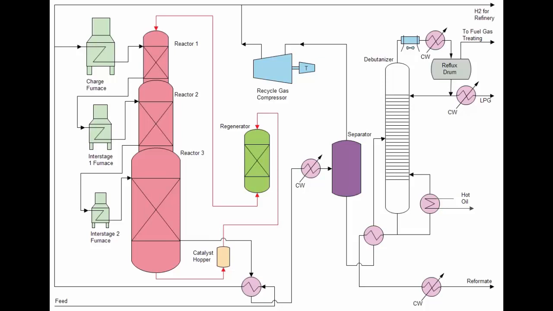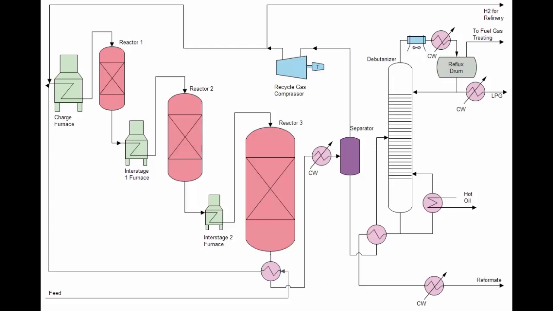Upon leaving the last reactor, the catalyst is blown via a series of lock hoppers into a regenerator, where air is contacted with catalyst at high temperatures to burn the coke off the catalyst. Clean catalyst is then returned to the top of the first reactor.